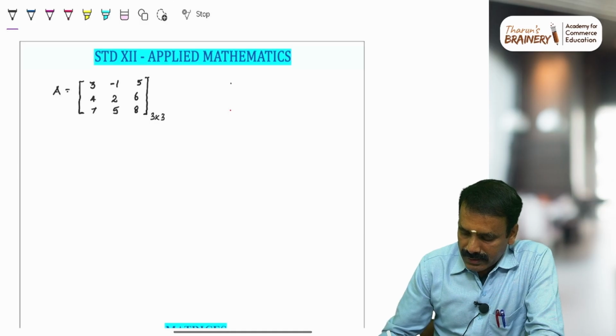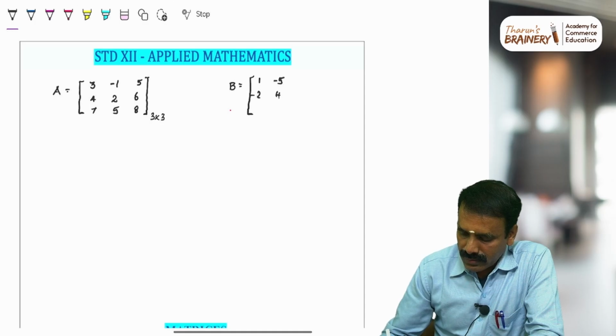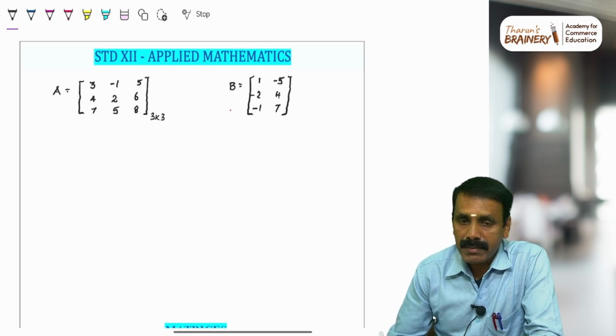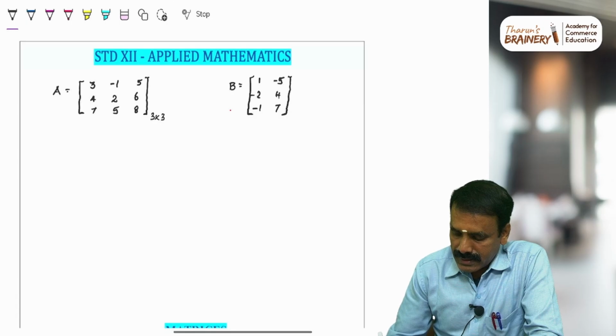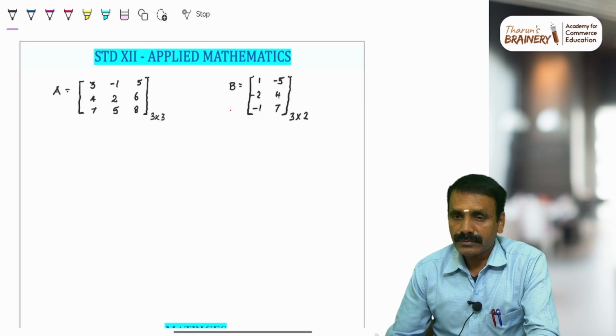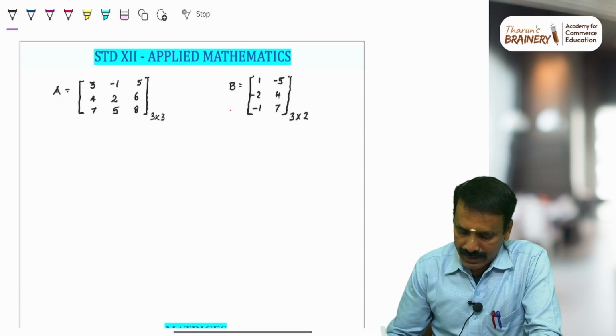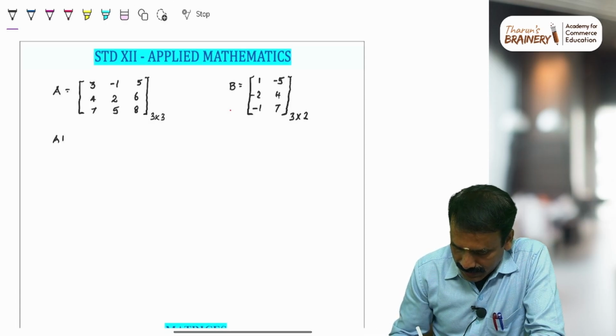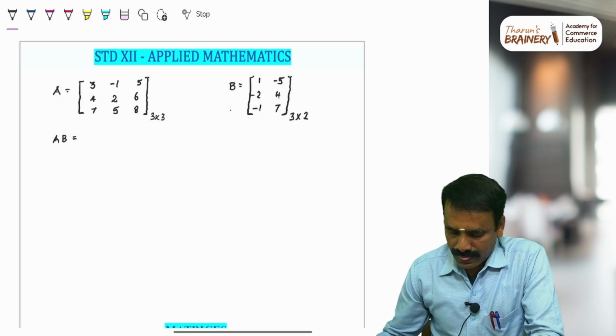I am going to take a B matrix: 1, minus 5; minus 2, 4; minus 1, 7. What is the order of this matrix? The order of this matrix is 3 rows and 2 columns. I am going to find the product AB. Is it clear?